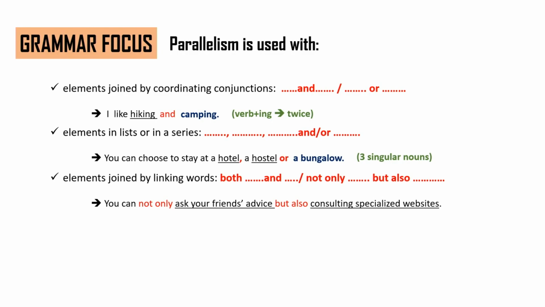Parallelism is also used with elements joined by linking words both and, or not only, but also. Let's study this sentence. You can not only ask your friends advice, but also consulting specialized websites. Here we have two phrases, yes, but the first phrase starts with a base form, but the second phrase starts with a gerund. So let's correct it. You can not only ask your friends advice, but also consult specialized websites. Hence, the two phrases are similar.